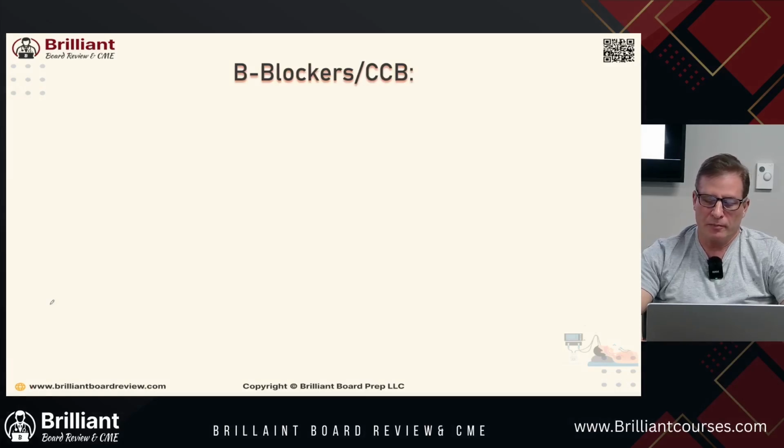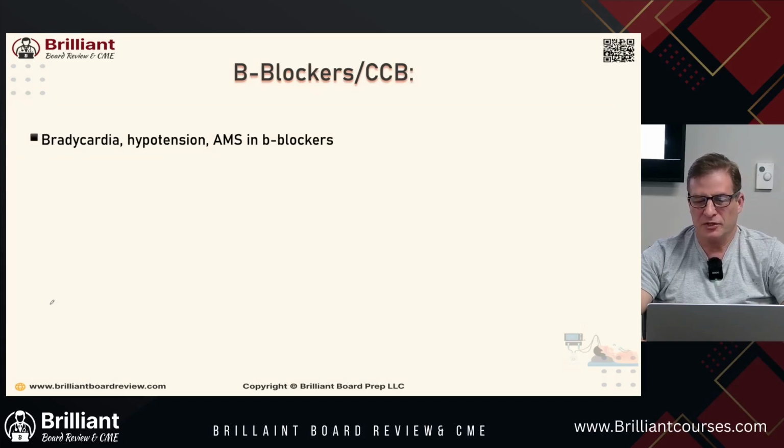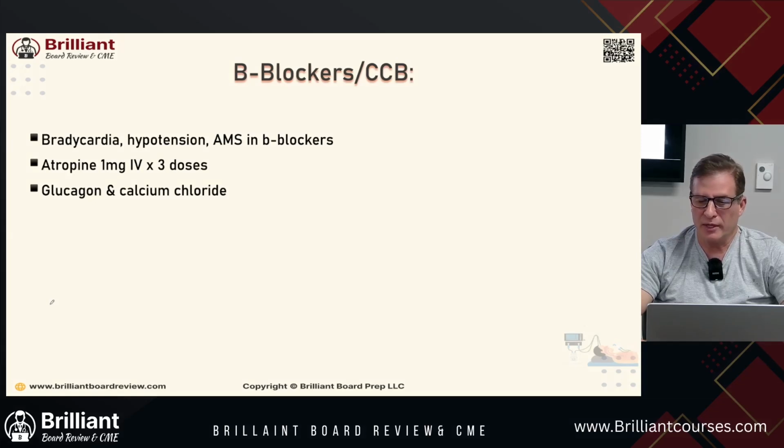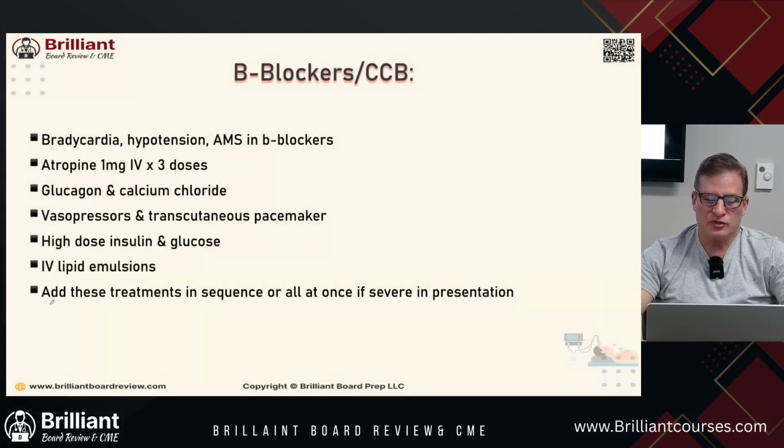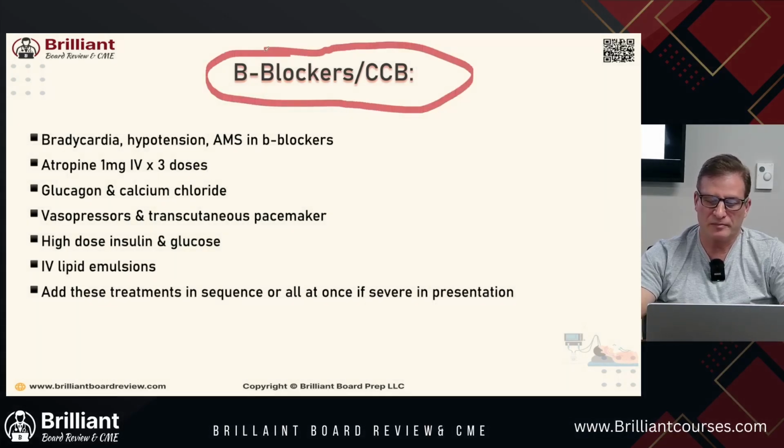All right, here we go. Beta blockers, calcium channel blockers. What are the side effects? Bradycardia, hypotension, and altered mental status in beta blockers. You give atropine 1 milligram IV times 3 doses, glucagon and calcium chloride, vasopressors and transcutaneous pacing, high-dose insulin and glucose. And here again, we can use lipid emulsions. Add these treatments in sequence or all at once if severe in presentation. Remember, these are the scary people right here. The beta blockers and calcium channel blockers, you're going to be treating them roughly the same way.